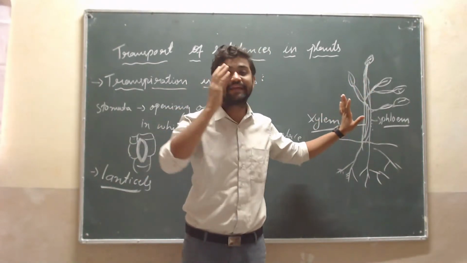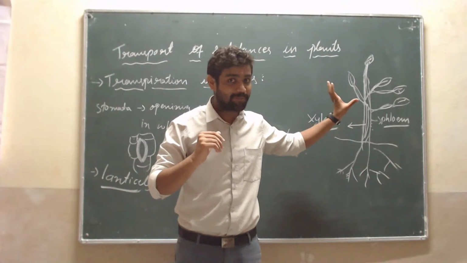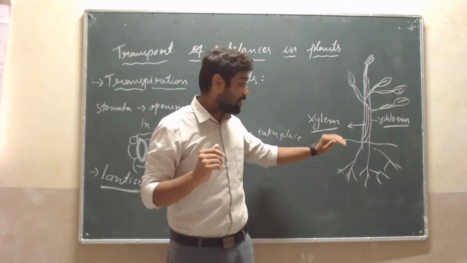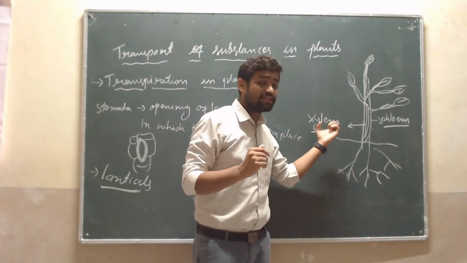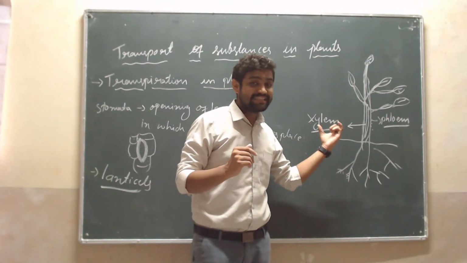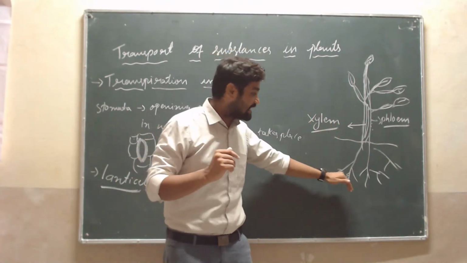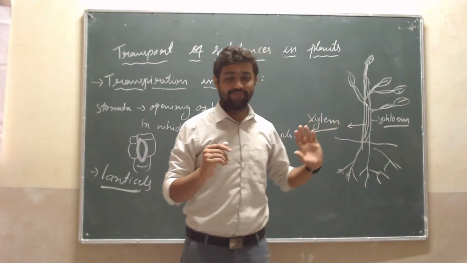Because food is prepared in the leaves. That is the kitchen room. The leaf is nothing but a kitchen room. That's why, through what? With the help of pipeline structure, xylem. With the help of xylem, that water is supplied to the leaf.